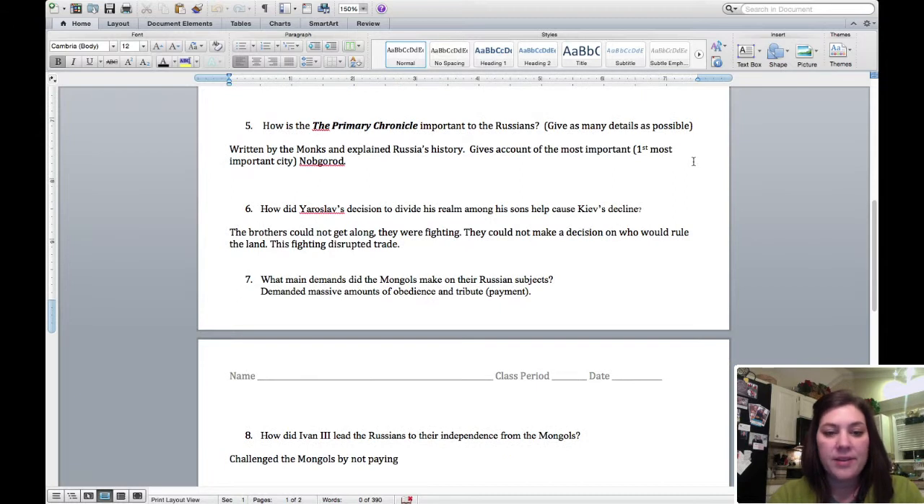Number 5, how is the primary chronicle important to the Russians? Girls, basically that was just a recording of the history of Russia, just a book, if you will, that was written by monks. And if you remember, monks are men who were Christians, and they devoted their life to following Jesus. So they were not married, and they lived together in small groups.